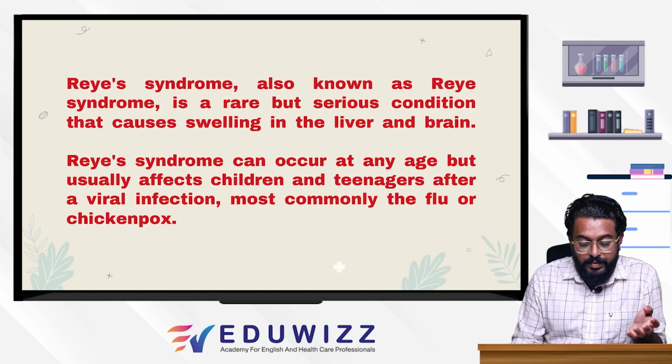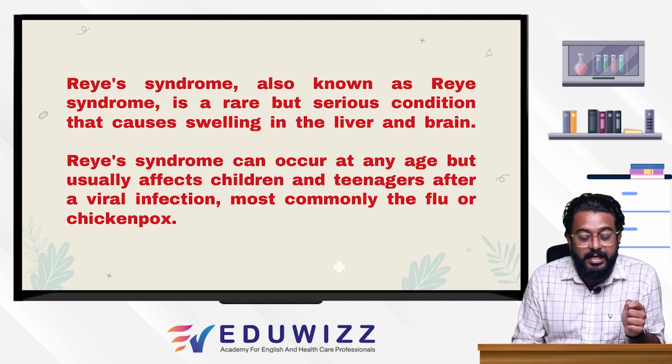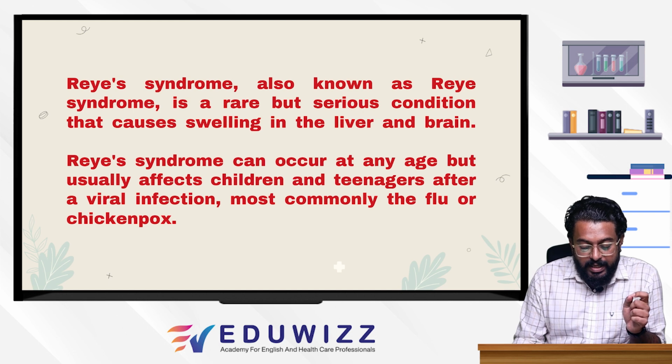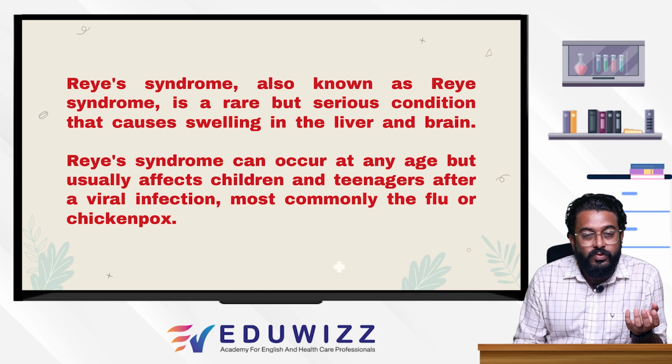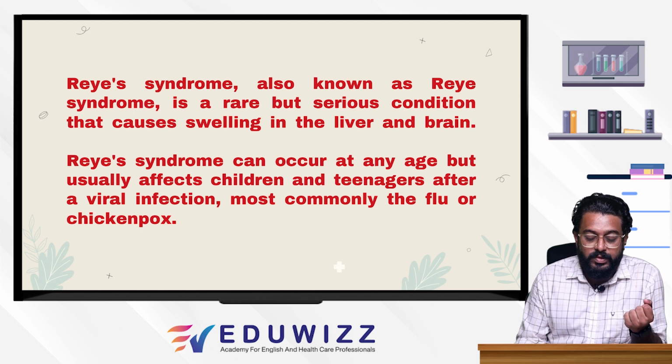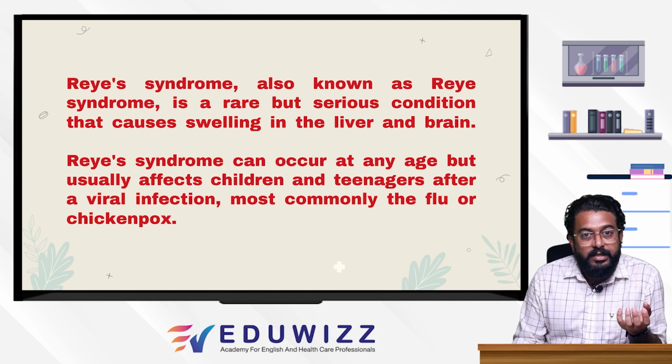See here, it's a definition. Reye syndrome is a rare but serious condition that causes swelling in the liver and brain. Reye syndrome can occur at any age but usually affects children and teenagers after a viral infection, most commonly flu or chickenpox. Okay. Another important risk factor is, just like I mentioned, aspirin.